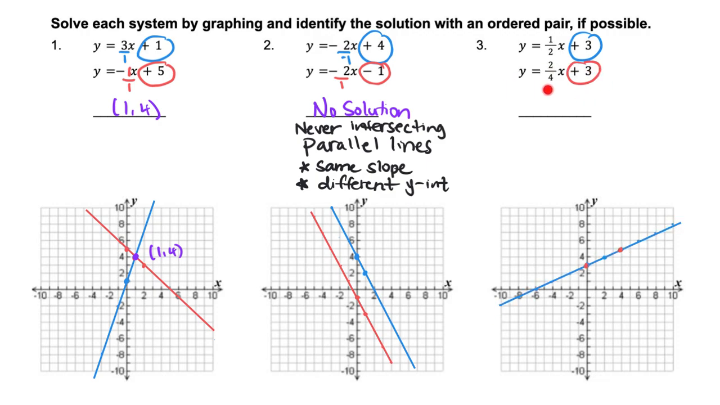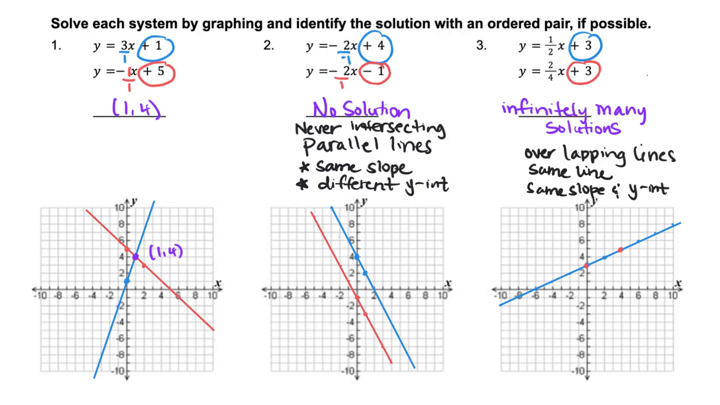When I got to the second line here, I started at 3 again. I had the same y-intercept, and up 2 to the right 4 lands on the same line. So the red line or the second line would totally overlap on my blue line. And so every point of intersection is the same. And so we say that is infinitely many solutions.